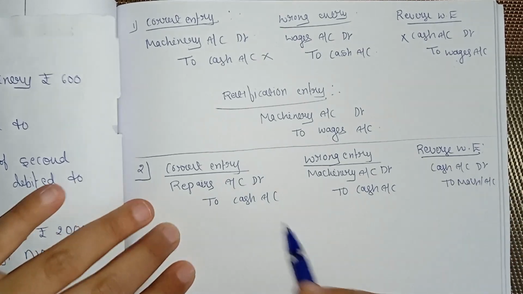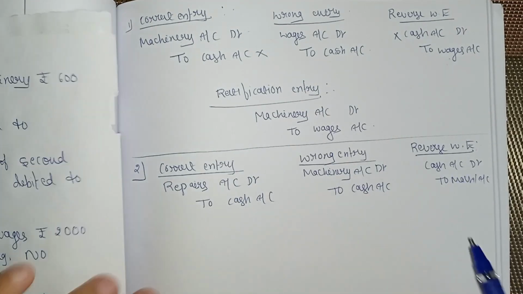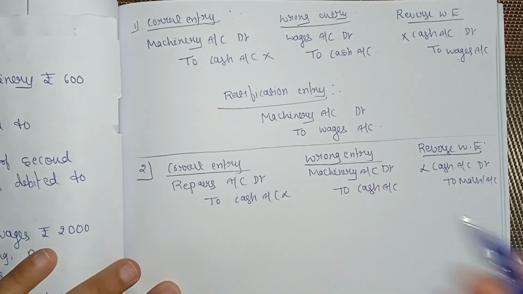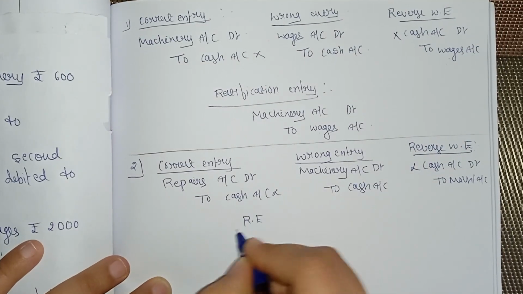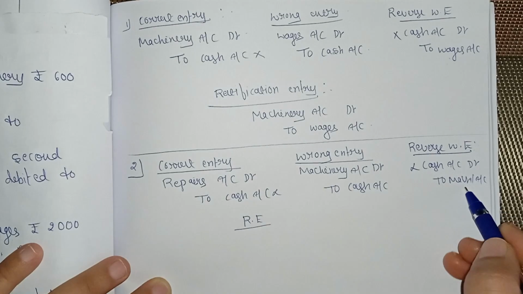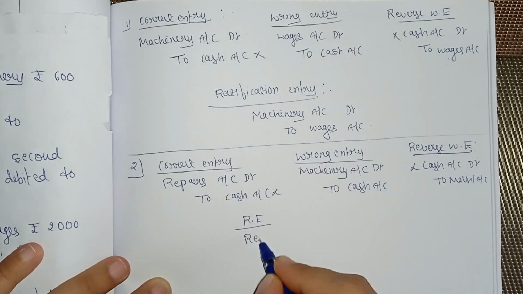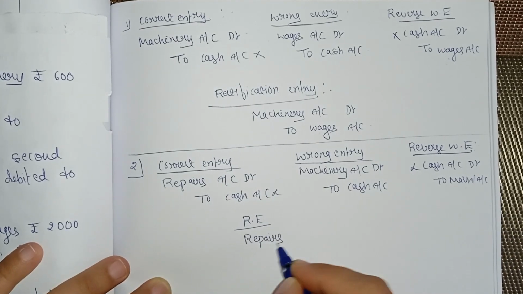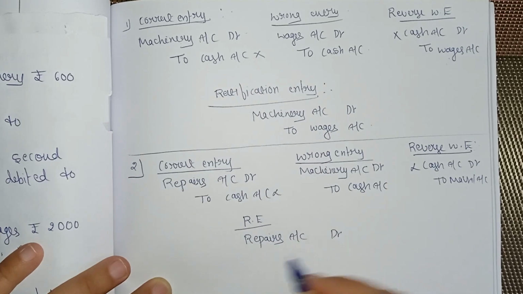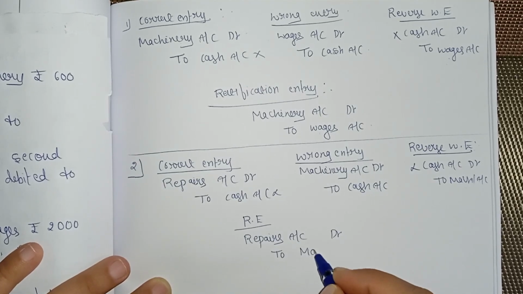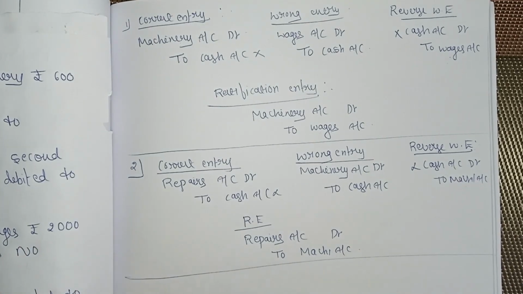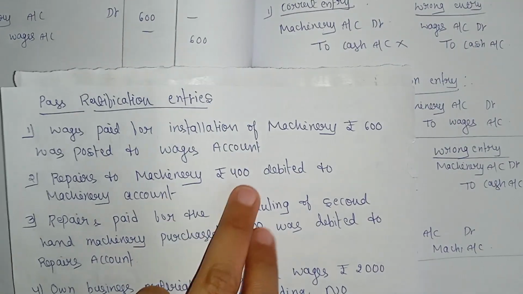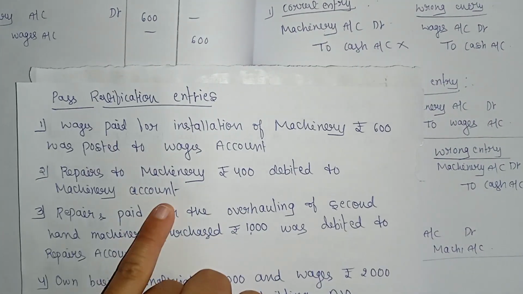And now compare correct entry and reverse of the wrong entry. Here cancel cash account. Okay. Now what is our rectification entry then? So repairs account debtor to machinery account. Okay. This is our rectification entry. Easy, right? Just see here. Repairs to machinery rupees 400 debited to machinery account.